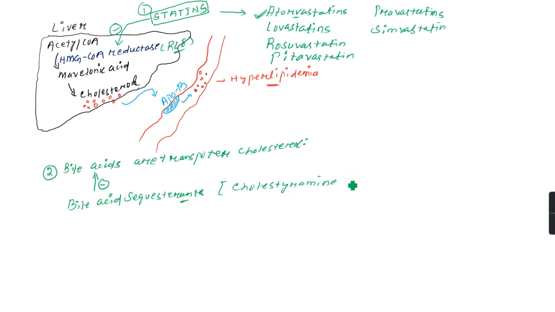Cholestyramine. Okay, the third important class is, what we can do is we can activate PPAR alpha receptor. What does this PPAR alpha receptor do? We will discuss in that particular section.